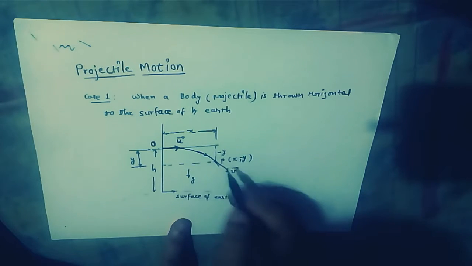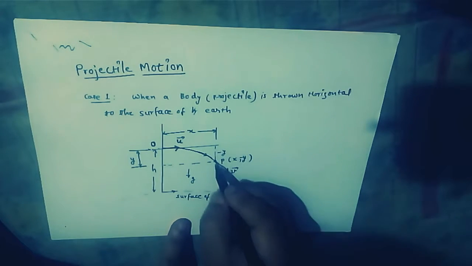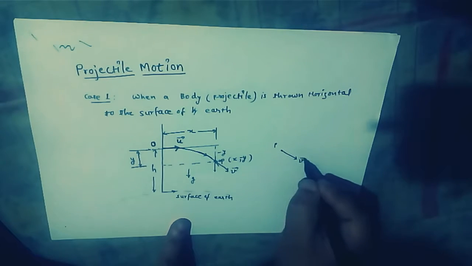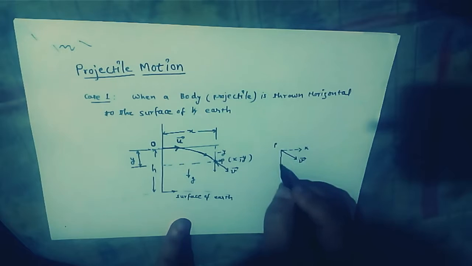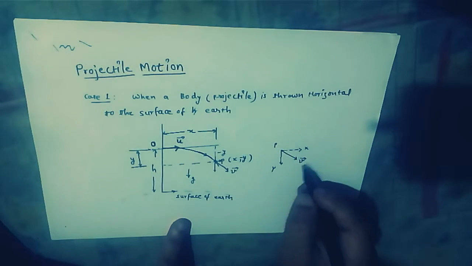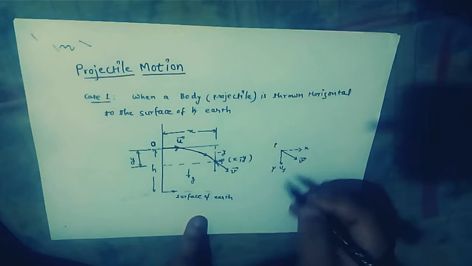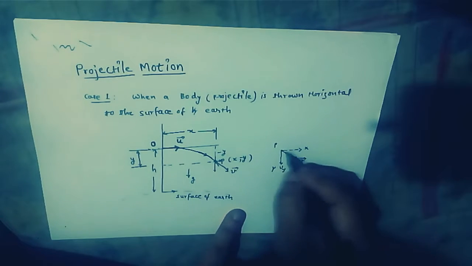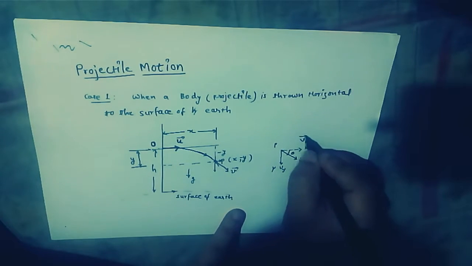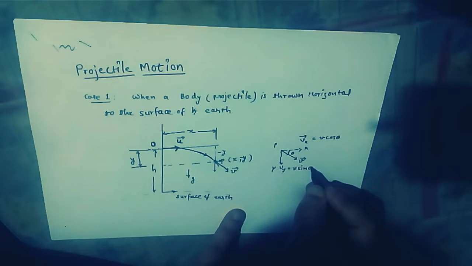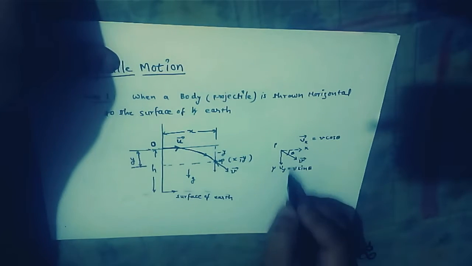So we'll try to find out the velocity components at point P along the x-axis and along the y-axis. The body is moving downward with velocity v, and this can be resolved into two components, one along the x direction and the other along the negative y direction, because the body is moving downward. The components will depend on the direction of velocity with respect to x or y. Suppose with respect to x, its angle is theta. So the velocity along the x direction would be v cos theta, and along the y direction would be v sin theta. So the velocity at point P would be this much.